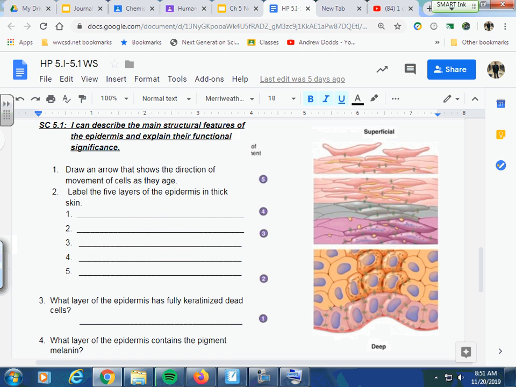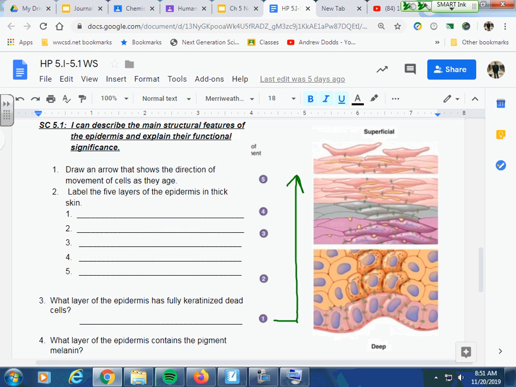Okay, so number one says draw an arrow that shows the direction of movement of cells as they age. So they're going to start from the lowest layer and they're going to make their way outward. Okay, so you should have an arrow going that direction like that. So we are going to now label the different numbers 1, 2, 3, 4, and 5 for different layers of the epidermis.